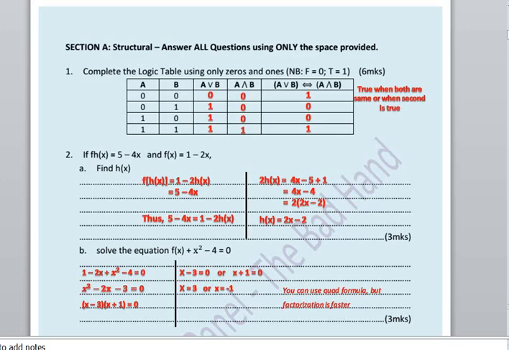For the B part of the question, solve the equation f of x plus x squared minus 4 equals 0. Now that we already have the value of f of x to be 1 minus 2x, we just replace it here, and you have 1 minus 2x plus x squared minus 4 equals 0. That will give us a quadratic, x squared minus 2x minus 3 equals 0, and factorizing, which is easier and faster, will give us x minus 3 into x plus 1 equals 0, and the roots will be x equals 3 or x equals minus 1.